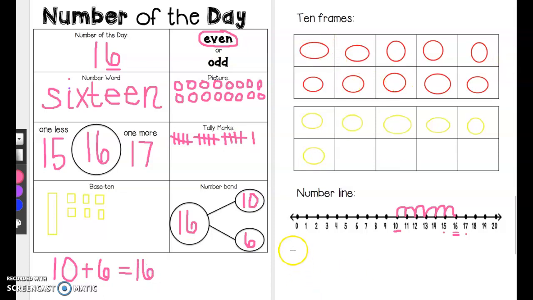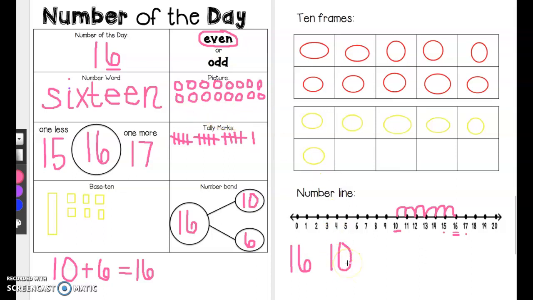All right, so now what if we have 16 worms, but we use up 10 of the worms while we're fishing? We start out with 16. We have 16. We can use our picture. 16 worms. And we used up 10 of them. The fish ate 10 of our worms.